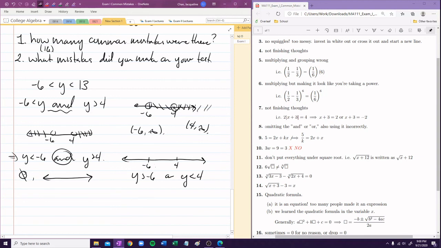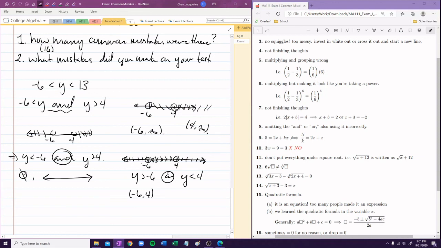Okay, some of you ended up getting the correct interval, so let's say it was like negative 6 to 4, right? However, if you use this "or," then your interval was not correct. Why? Because, again, let's graph it. I have y greater than negative 6, so it looks like that, and then y less than 4, so then I go over here.